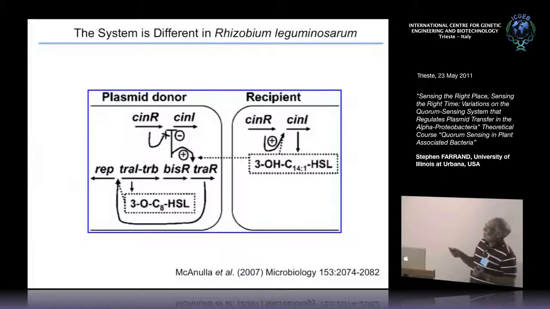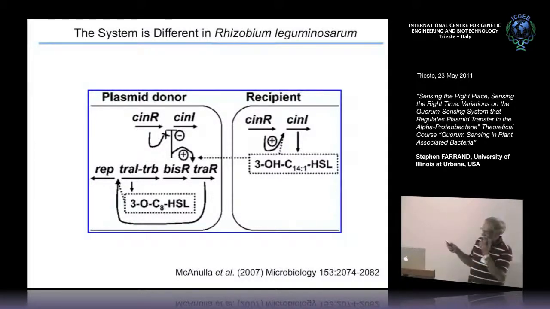So here is the plasmid donor. It's got the Sym plasmid. Here's a recipient over here. These are both rhizobia, so both of them have a CinR, CinI complex. The recipient has no plasmid like this, so has none of these genes over here. It is making CinI, which is this complex acyl homoserine lactone. I think, Peter, your group was the first to show that this was an acyl HSL. Used to be called small bacteriocin.